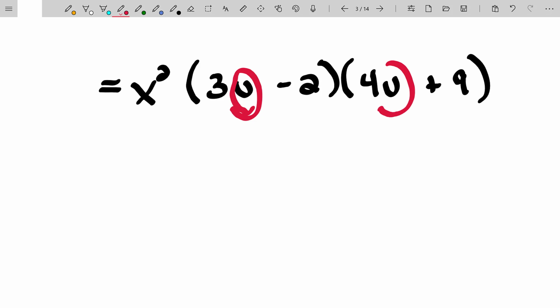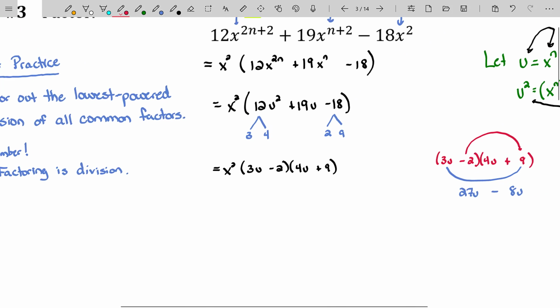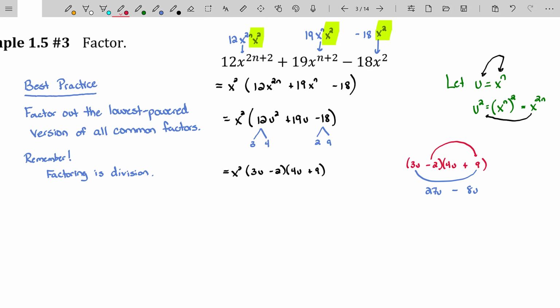Specifically, these two variables were not in our original expression. We started in the world of x's, not u's. So let's figure out what u is. Oh yeah, u is equal to x to the n. So we're going to resubstitute in the end and let u equal x to the n. So this is 3x to the n minus 2. And again, 4x to the n plus 9.